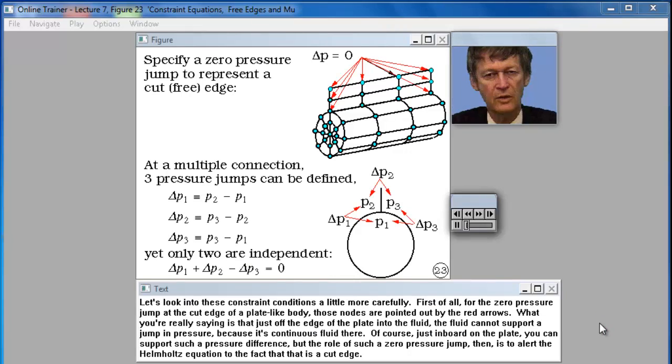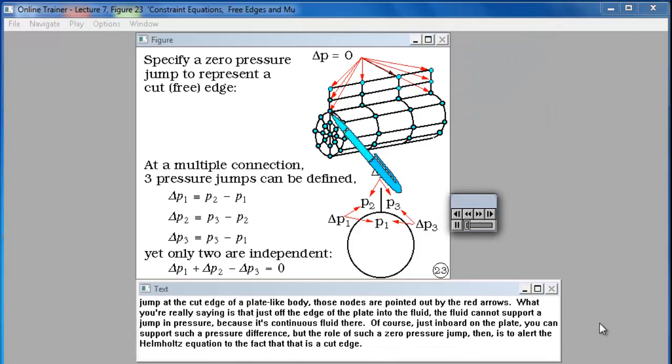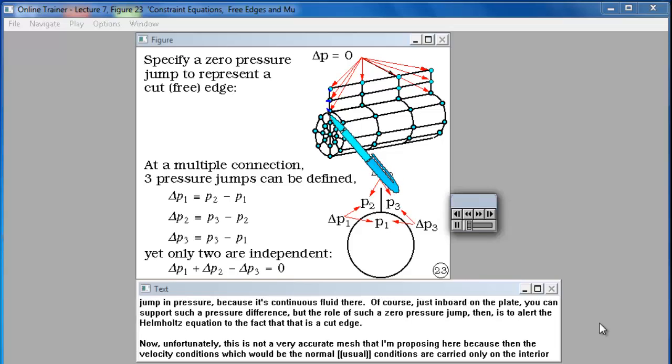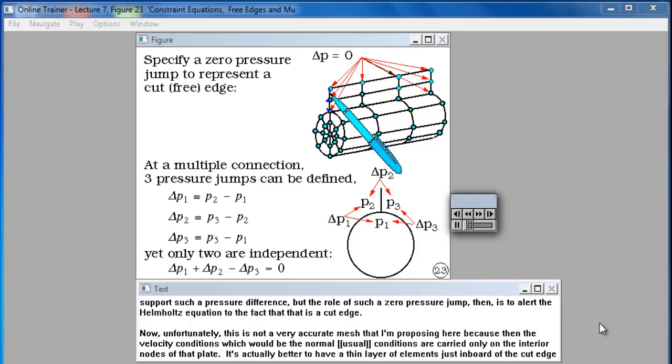Let's look into these constraint conditions a little more carefully. First of all, for the zero pressure jump at the cut edge of a plate-like body, those nodes are pointed out by the red arrows. What you're really saying is that just off the edge of the plate into the fluid cannot support a jump in pressure because it's continuous fluid there. Of course, just inboard on the plate, you can support such a pressure difference.